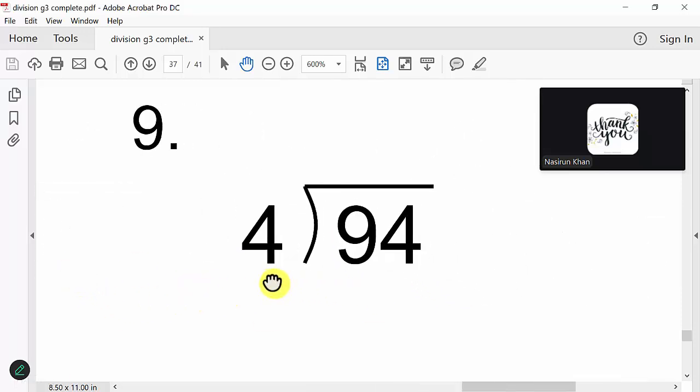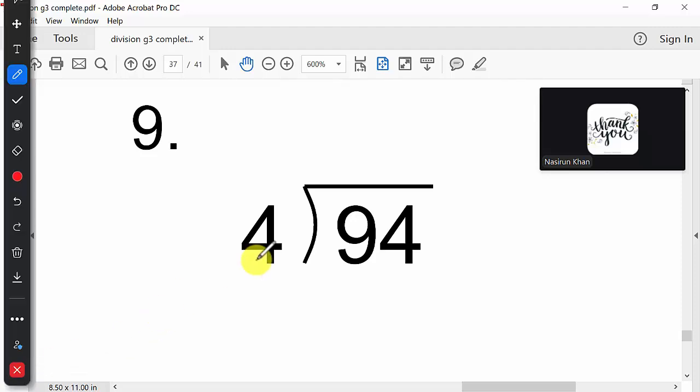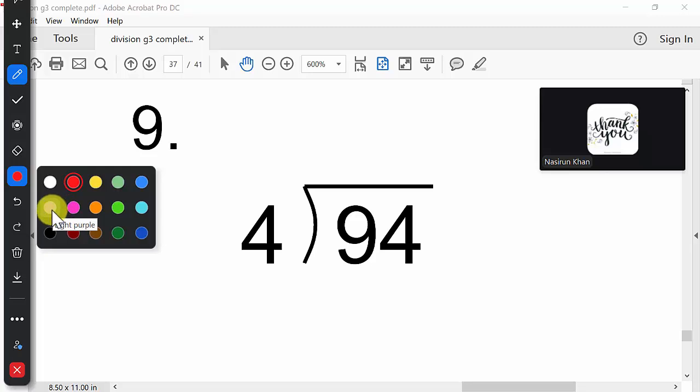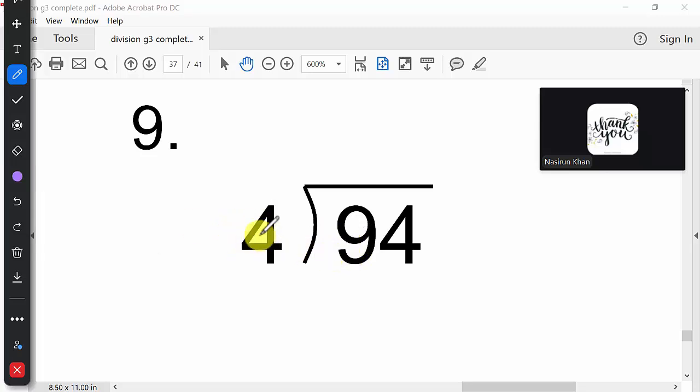Okay, let's do number 9. Yeah, this one, number 9. 94 divided by 4. I will use a different color because red is too bright, I think. 9 divided by 4: 4 times 2 is 8, so close to 9 but not more than 9. 4 times 3 is 12, so 12 we cannot use. So we use 8, which means 2.